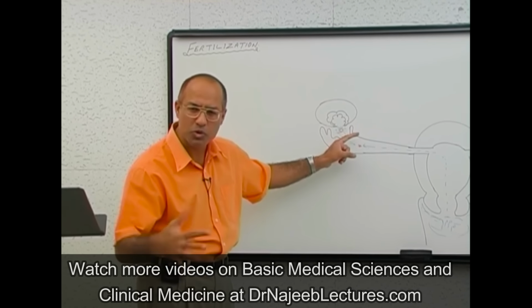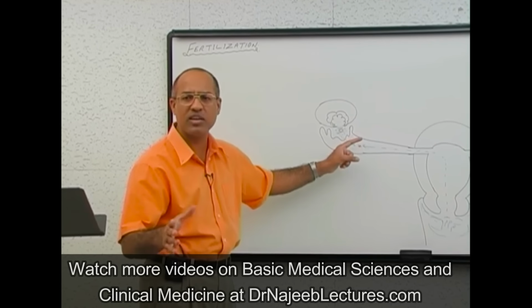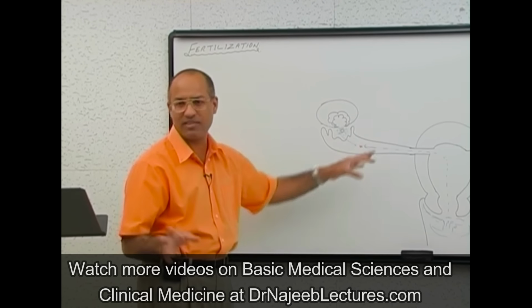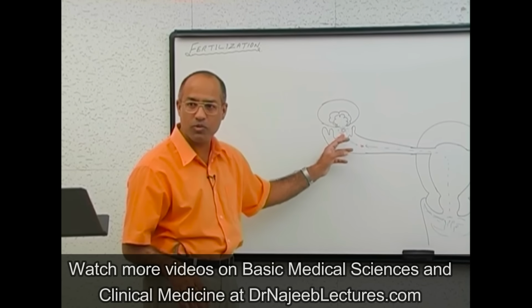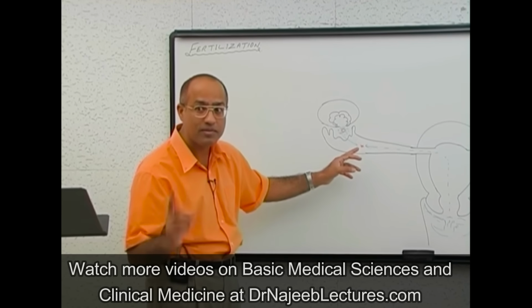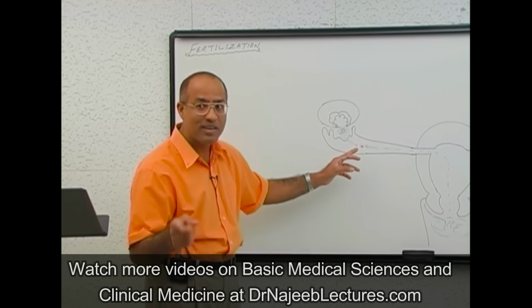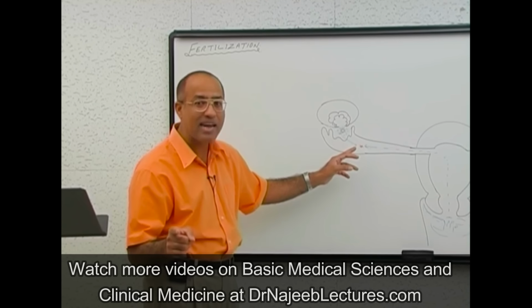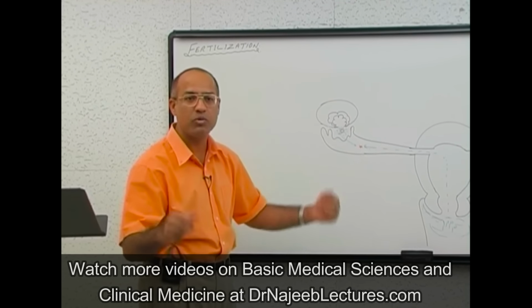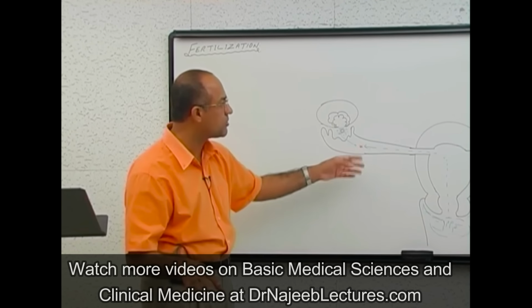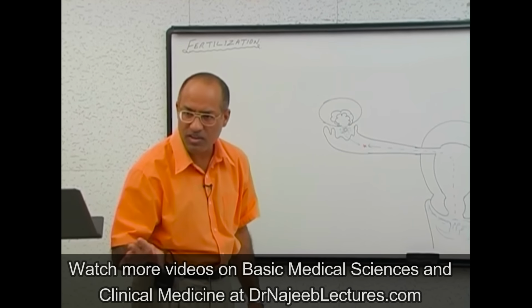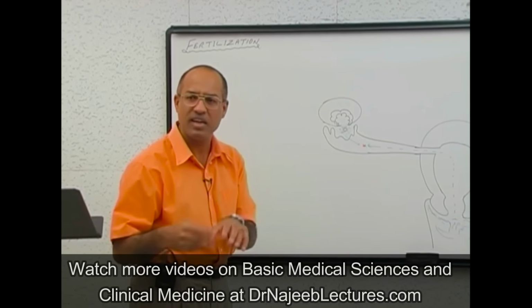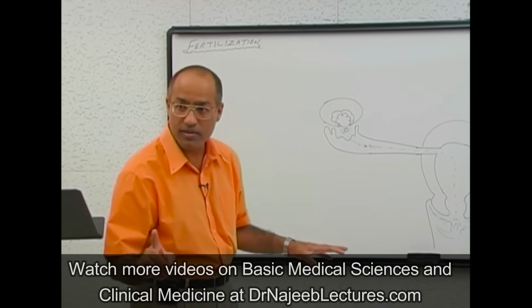Ovum waits usually 1 to 2 days, more accurately around 24 hours, whether there is sperm around or not. If there is no sperm around, this secondary ovum will never complete its second meiotic division, and without completing that, it will die. And it will be reabsorbed by the female genital tract mucosa, or neutrophils and macrophages will come and eat it up and finish its story.